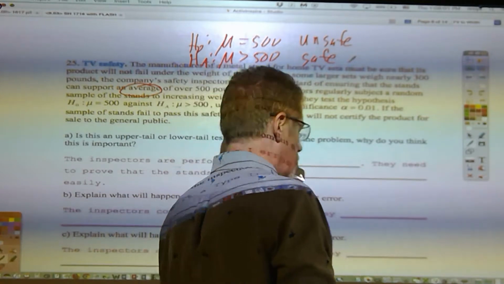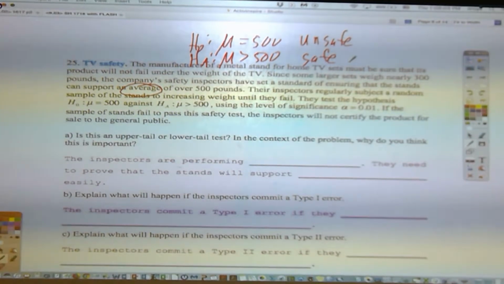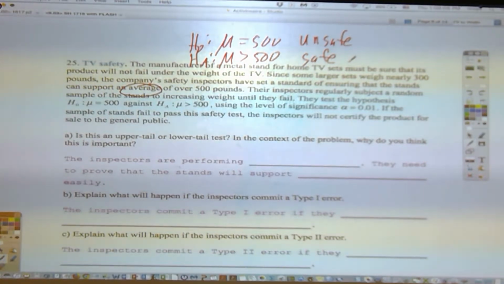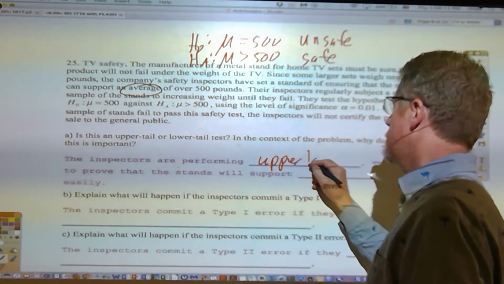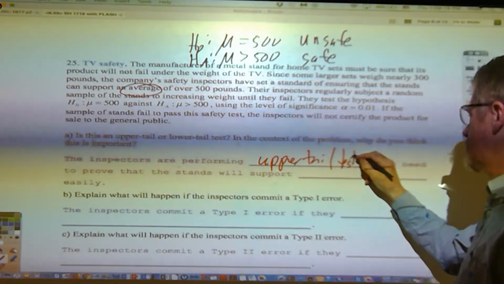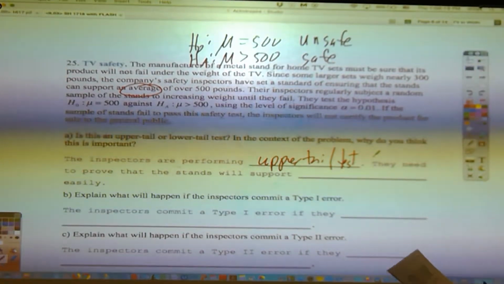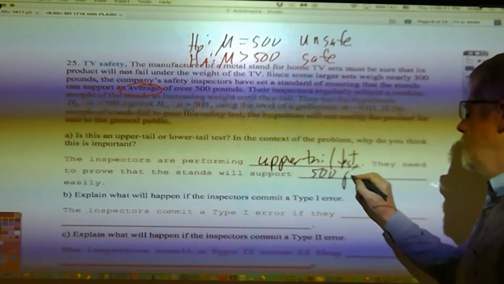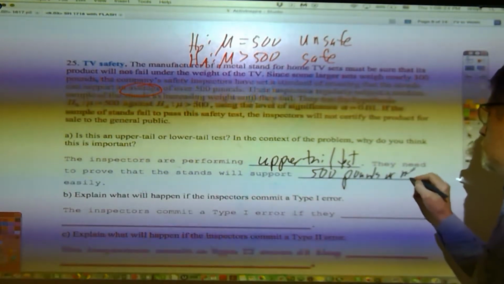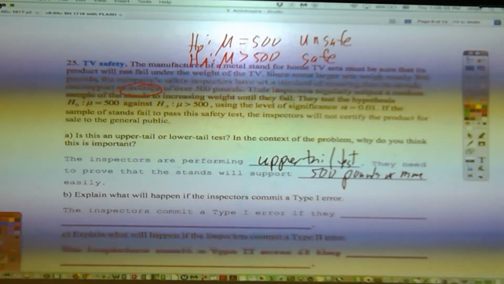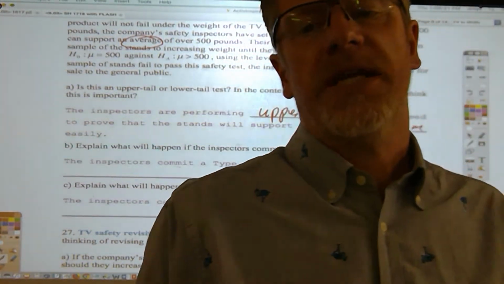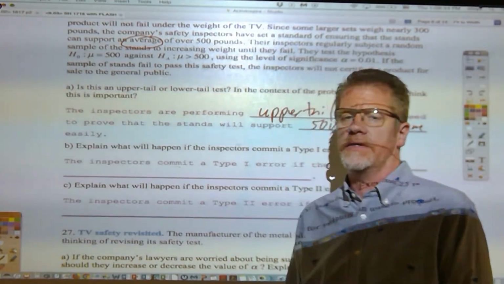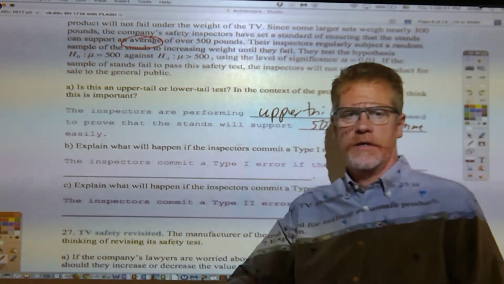So, is this an upper tail or lower tail test? Clearly it is an upper tail test because of the greater than symbol in the work there. So, yes, we are performing an upper tail test. They need to prove that the stands will support 500 pounds or more. Explain what will happen if we commit a type 1 error. I want you to pause the camera here and then try to fill that in. Type 1 error in context.